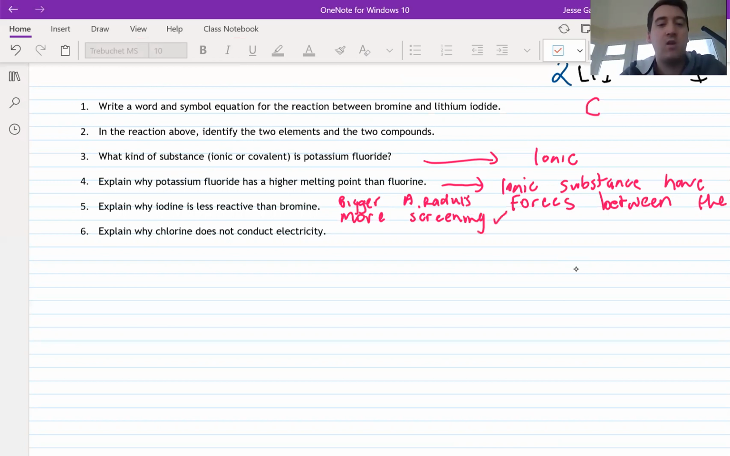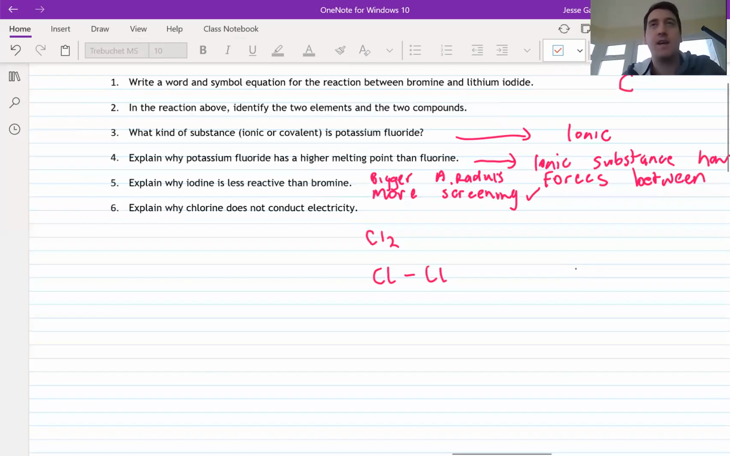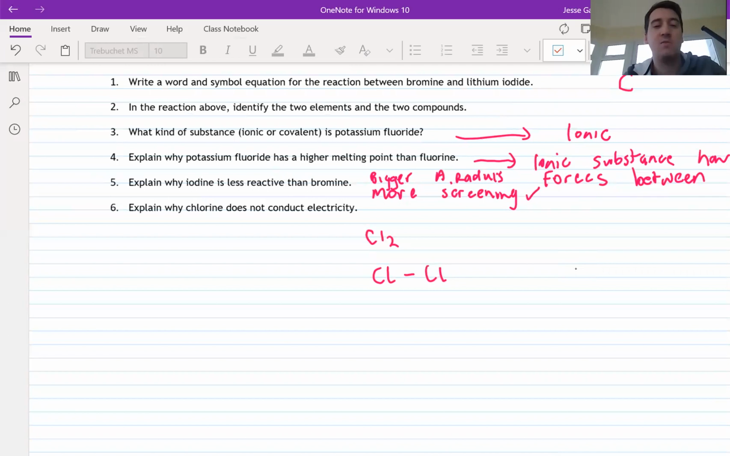And explain why chlorine does not conduct electricity. So chlorine is just Cl2, remember? Well, for stuff to conduct electricity, it has to have 2 things. It has to have charged particles and it has to be able to flow. Now, chlorine is a gas. So can it flow? Well, gases definitely can flow. So we've got these gas particles which can flow around and move around. So it ticks one of the boxes for electricity.